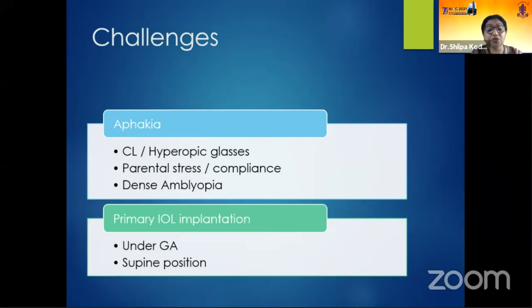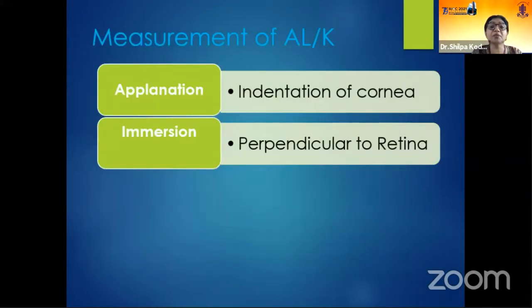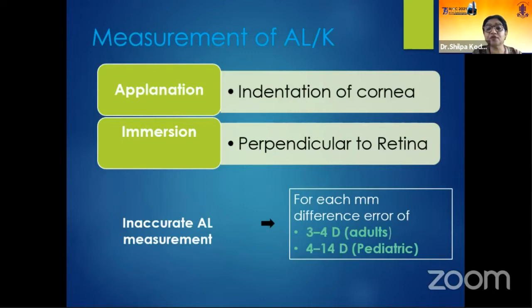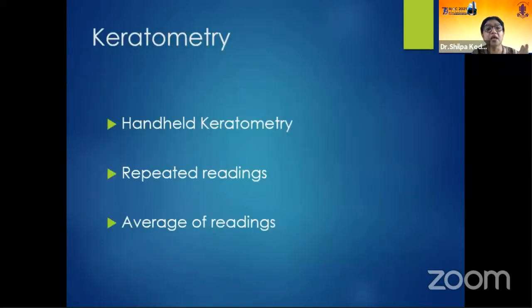But again, there are challenges. You have to do it under general anesthesia. It has to be in a supine position. For the measurement of axial length, it is better to do an immersion technique, and the probe has to be perpendicular to the retina and not the cornea. Now, inaccurate axial length measurements are very possible, and for each millimeter of difference in an adult you will get 3 to 4 diopters, whereas in children it can range from 4 to 14 diopters.